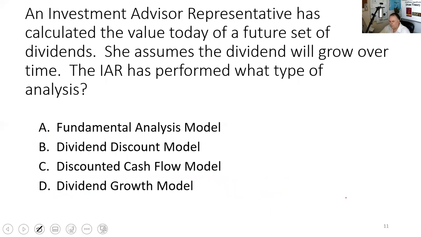And this is basically the same question again. An investment advisor representative has calculated the value today of a future set of dividends. By the way, 50-50 based on that. Dividends, right? She assumes the dividend will grow over time. Boom. That's this version, right? Again, I'm not going to make you do a dividend discount model on your exam, thank God, right? I'm just asking you to recognize the type of analysis that some people use, some of the math that people are using. And as I said, the other thing I'd be aware of on your exam is that this would justify paying a higher price for the stock.